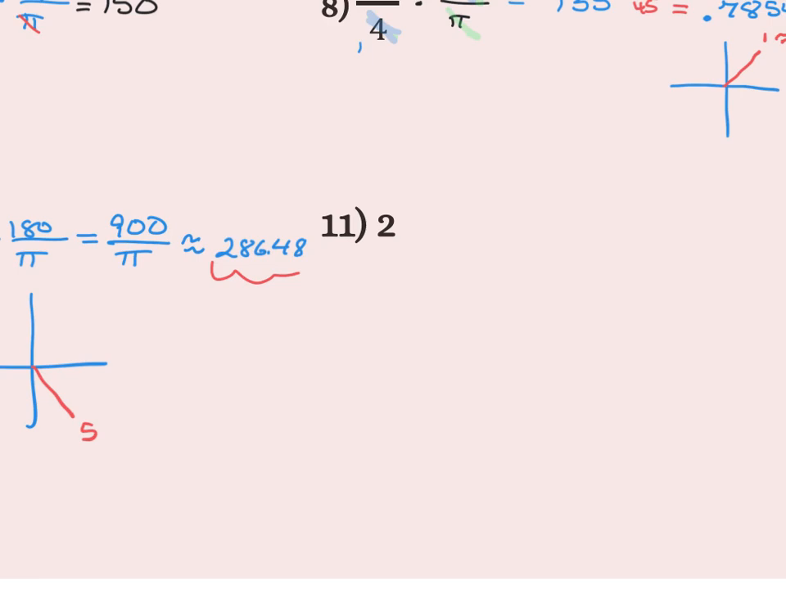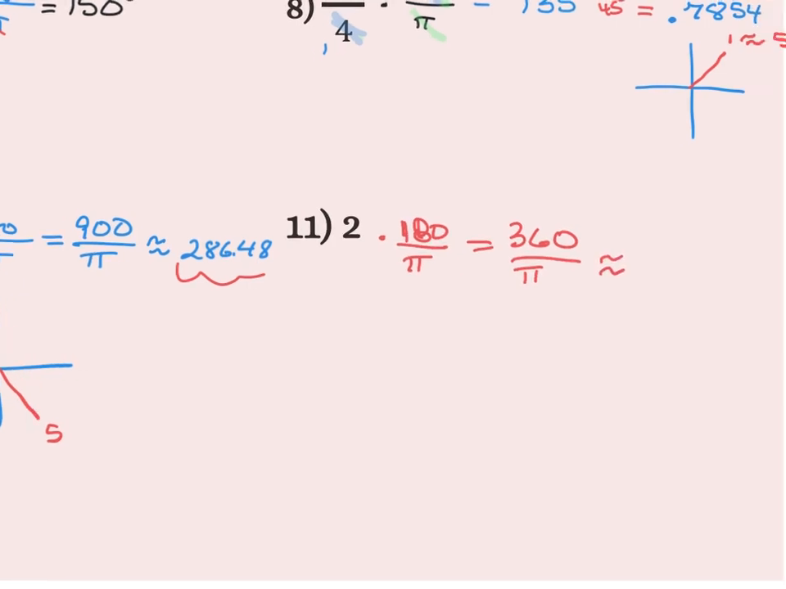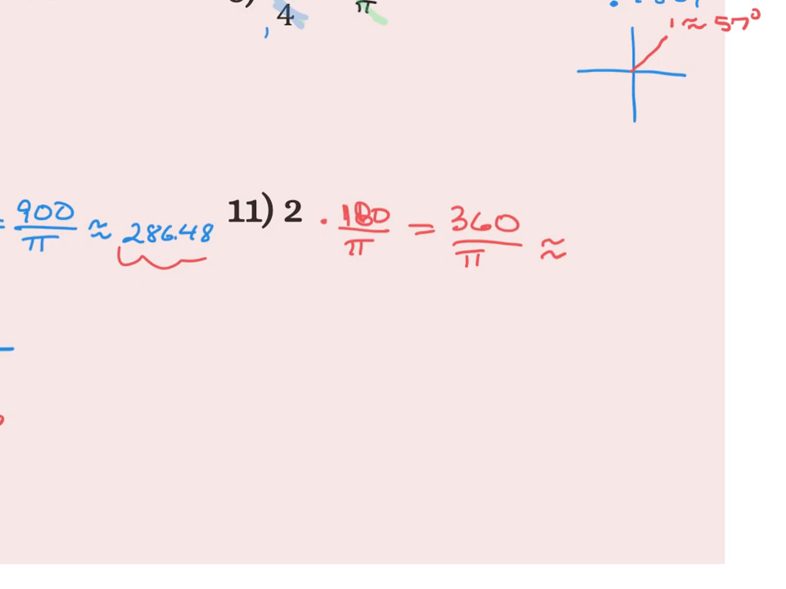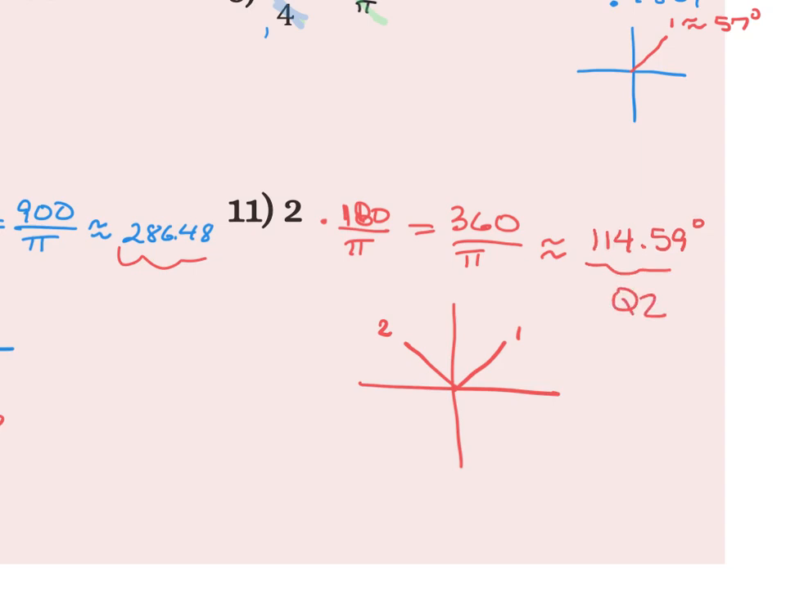Let's try one more. 2 radians, we'll multiply it by 180 over pi, and I get 360 over pi. Again, this would be the exact answer. For the approximation, you would divide it using your pi button, and it's about 114.59 degrees. And again, it seems to make sense, because if you draw it, 1 radian is here, 2 is over here, and notice 114 degrees would be in quadrant 2. So again, it does make sense.